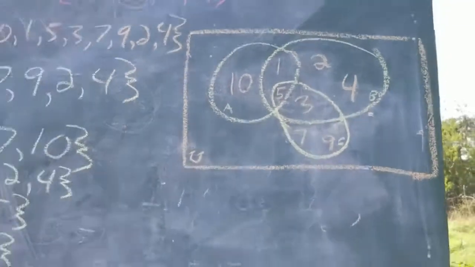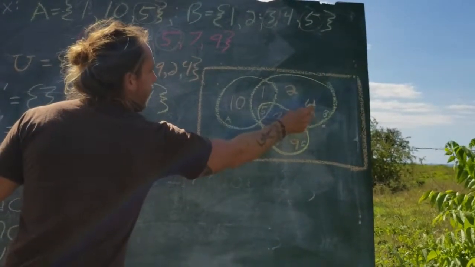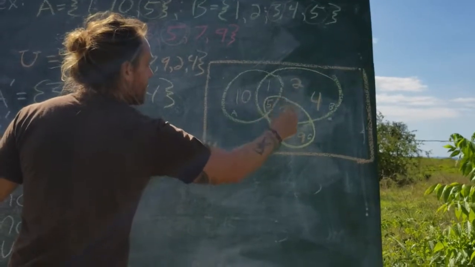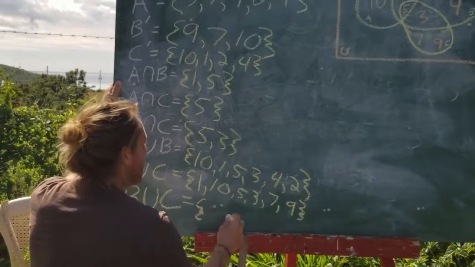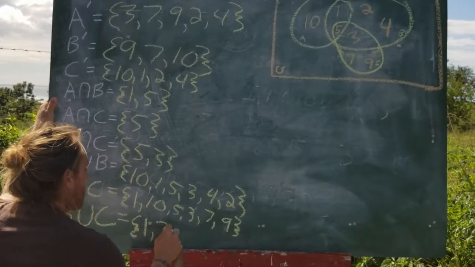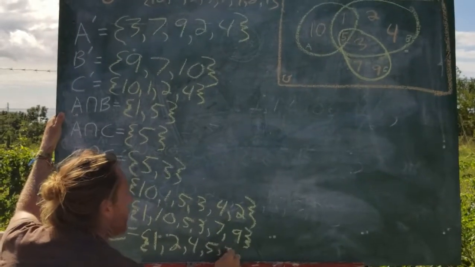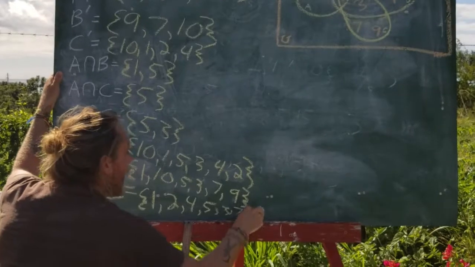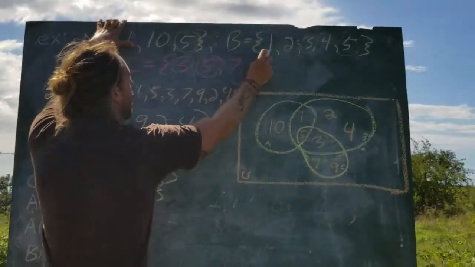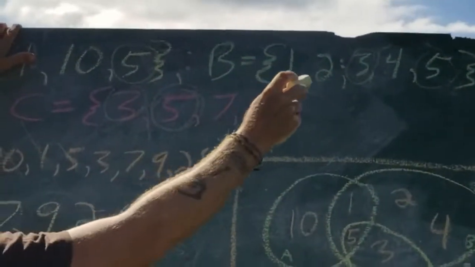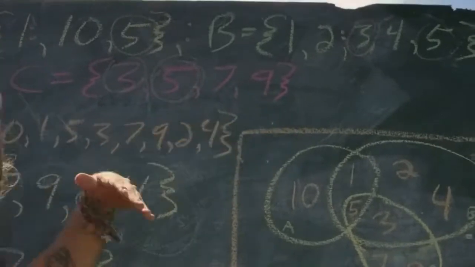All right, let's try the union of sets B and C. Should consist of the elements 4, 2, 1, 5, 3, also 7 and 9, because that's part of C as well. So the union of B and C would be the set consisting of the elements 1, 2, 4, 5, 3, 7, and 9. Let's check up here. B and C, we have the elements 1, 2, 3, 4, 5. Excellent. Then all the elements in C as well. 3 we already have, 5 we already have, 7 and 9.